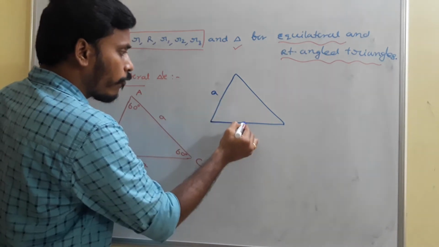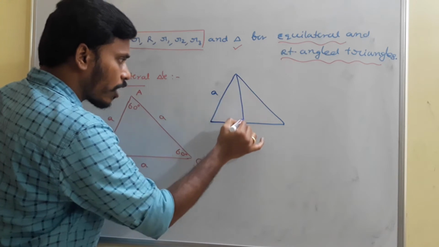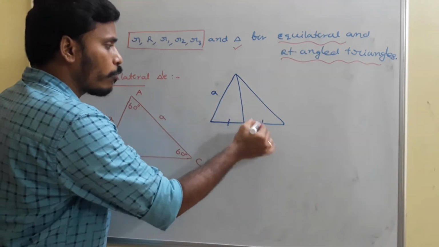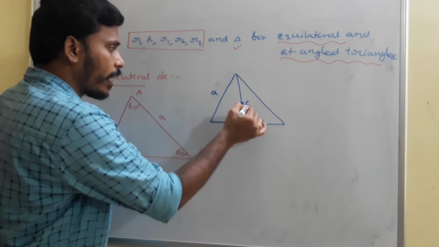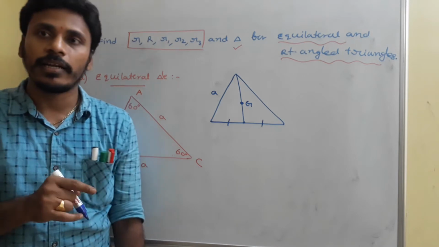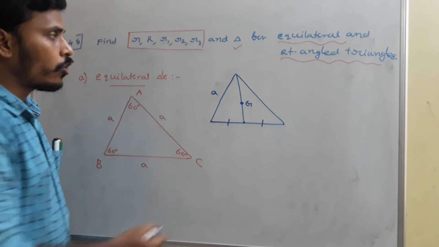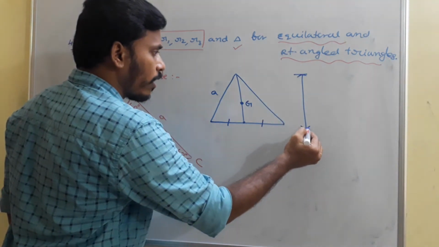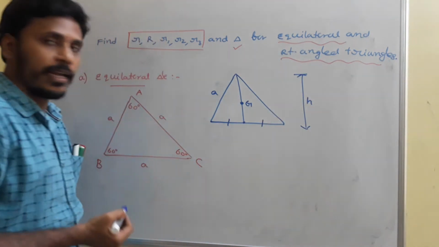If I draw an altitude, this altitude itself acts like a median again. See, altitude, median, everything is the same. If I look at the centroid, that centroid itself acts like the circumcenter and incenter also. So this total length is known as the height of the equilateral triangle.